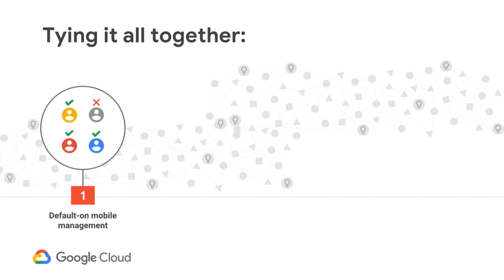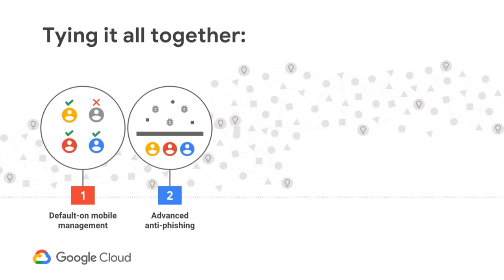So tying it all together, we want default-on mobile device management. We want to be able to say, yep, users who are signing in and accessing Google data from mobile device managed services are going to be following basic rules like, is my device encrypted? Do I have a passcode on my lock screen? Things like that. Advanced anti-phishing capabilities. Again, this is when we're using Chrome. Any link we click on, any email that we get, any attachment that's delivered to our mailbox is going to be scanned. We're going to be looking for bad behavior and blocking that for the end user by default.